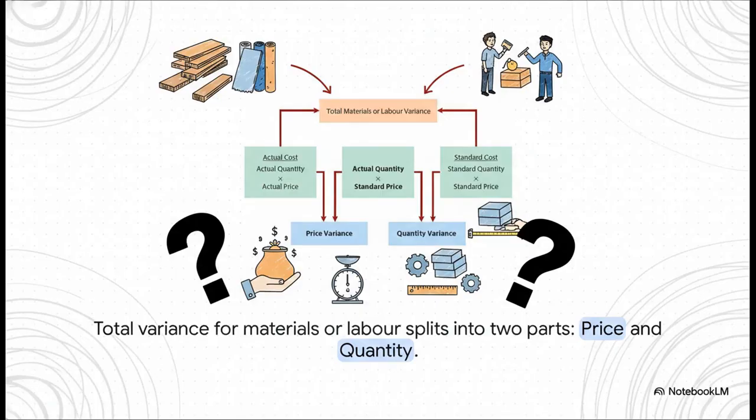And when we're looking at materials and labor, our investigation map gets really simple. We're basically asking two core questions. Question 1, did we pay a different price for it than we expected? And question 2, did we use a different amount, a different quantity than we planned? That's it. For materials and labor, it almost always boils down to one of those two things, price or quantity.